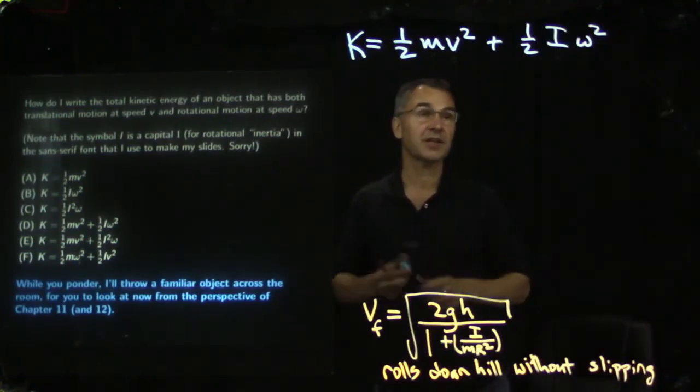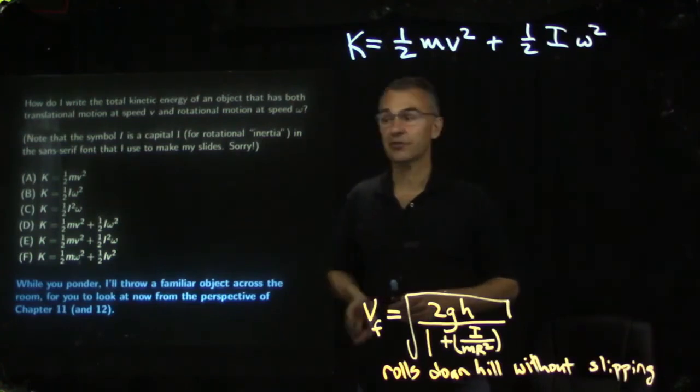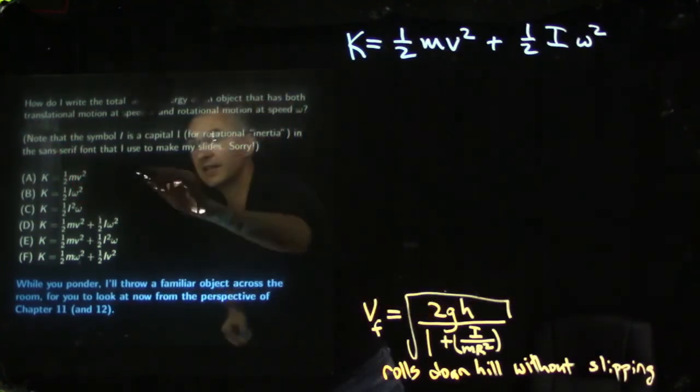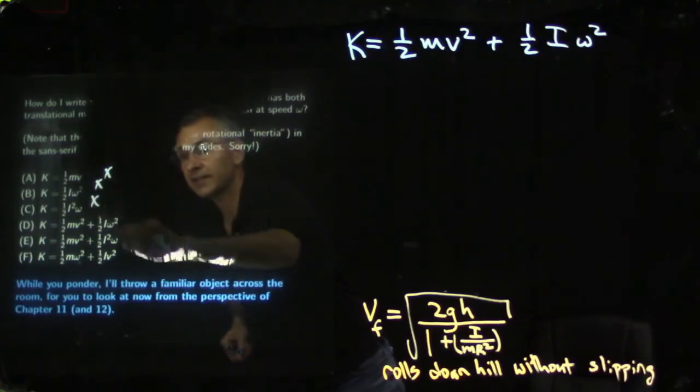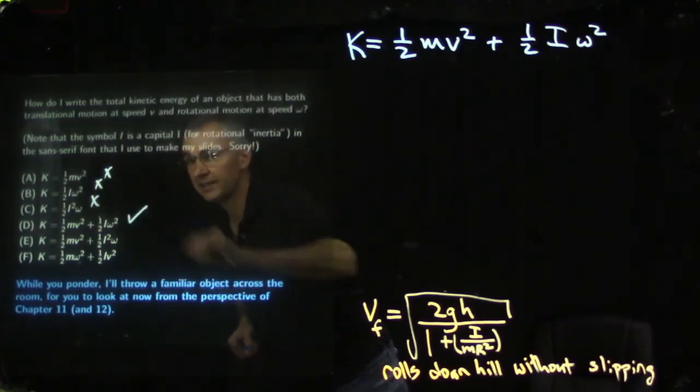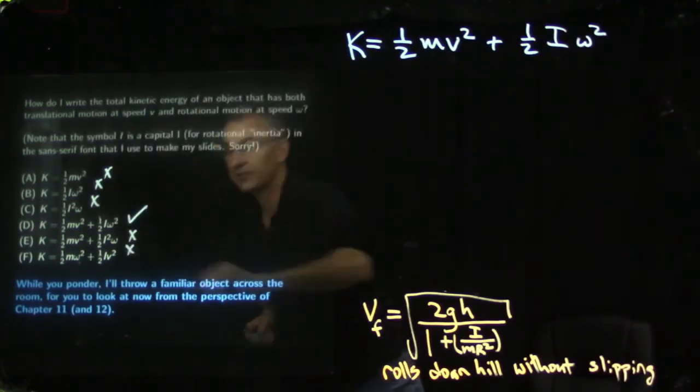Let's see which one of these answers seems right. I don't like that. I don't like that. I don't like that. I think I like that. Yeah, and then these are just misspellings on purpose. So I think I like D, delta here.